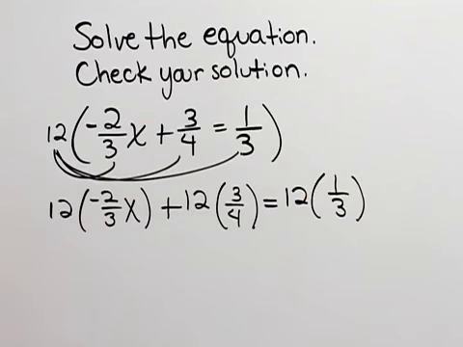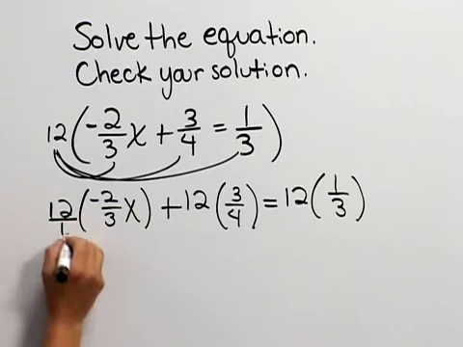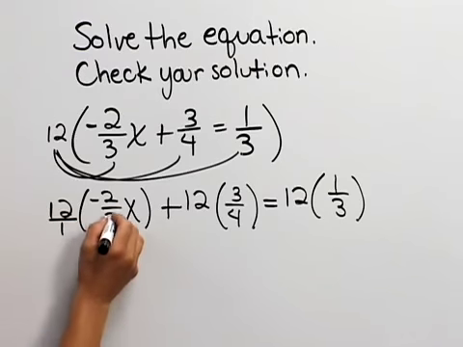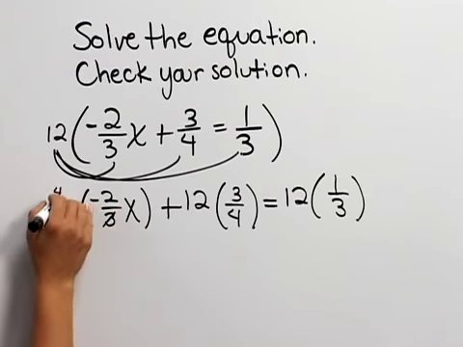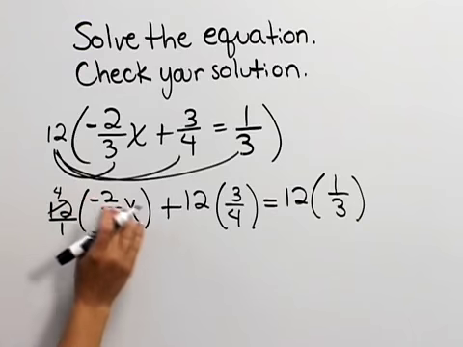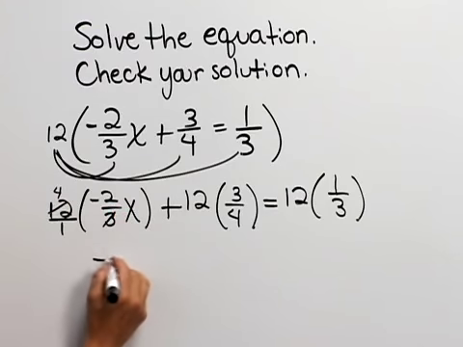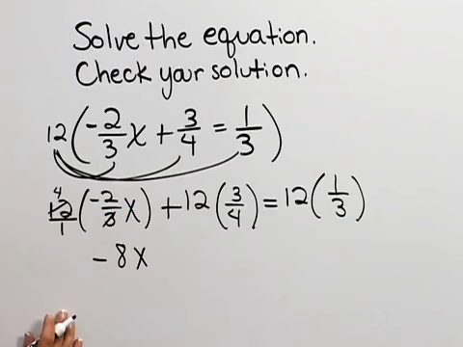Now we can go back and simplify. This 12 is 12 over 1. If we cross cancel, 3 goes into 12 4 times. So 4 times negative 2 times x is negative 8x.